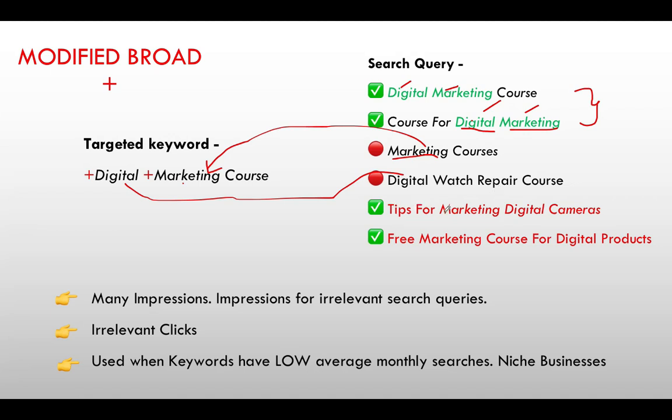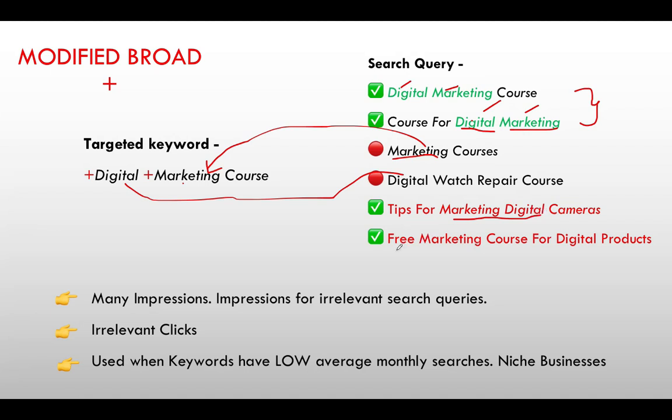Another example, tips for marketing digital cameras. Now the problem with this is this search query contains marketing as well as digital, but the intent is the user is trying to find tips for marketing digital cameras, which is totally irrelevant for you because you're selling a digital marketing course, right? But because the user search query contains marketing and digital, your ad will get triggered.